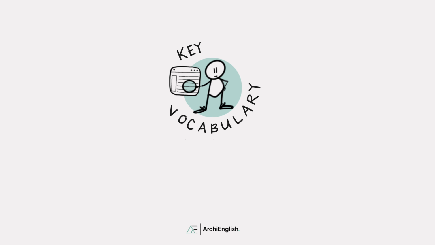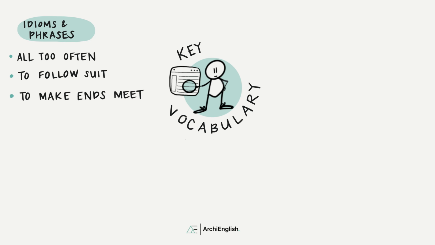So the first ones we're going to look at are idioms and phrases. And the first one was all too often. All too often is another way of saying frequently or too frequently. So for example, all too often we see this problem, or frequently we see this problem. The next one is follow suit, which means to conform to another one's actions. And then lastly, we have making ends meet, which means to earn just enough money to live on.